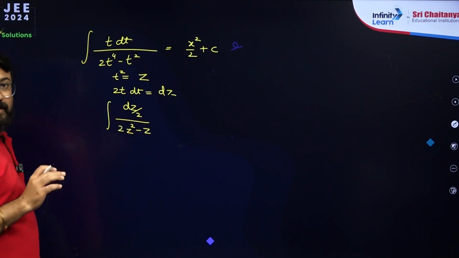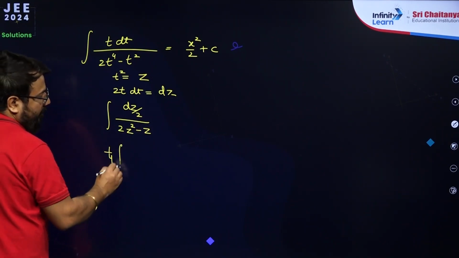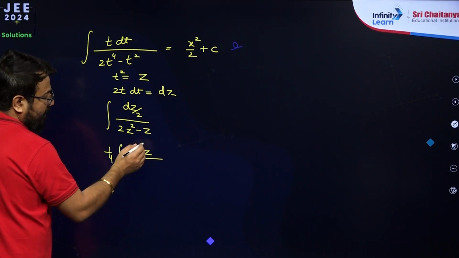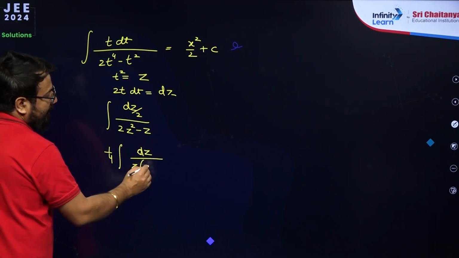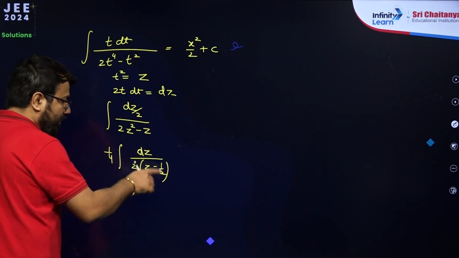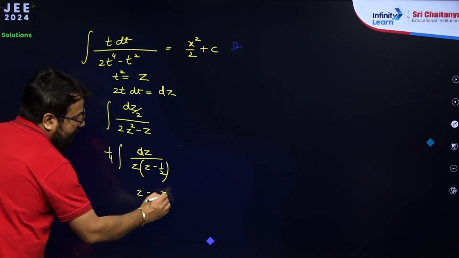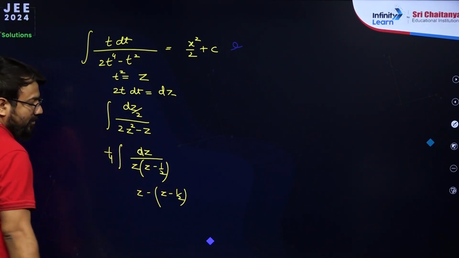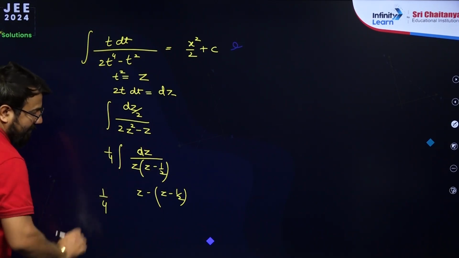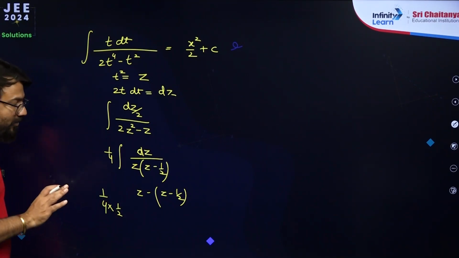Now what we can do here, if I take this 2 as well as z common, I will have 1 upon 4. Then I will be able to write dz over z, also being taken common, and I will be left with z minus 1 over 2. I hope you are able to understand. Now can I convert this numerator part in this way? Yes, I can convert. I will write here z minus half, and that is actually equal to half. So 1 by 4 is already outside and half is there in the numerator. So I am multiplying half to the denominator as well.